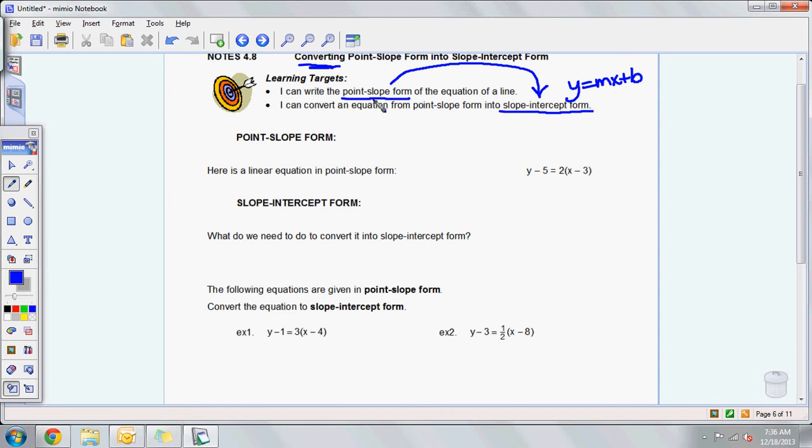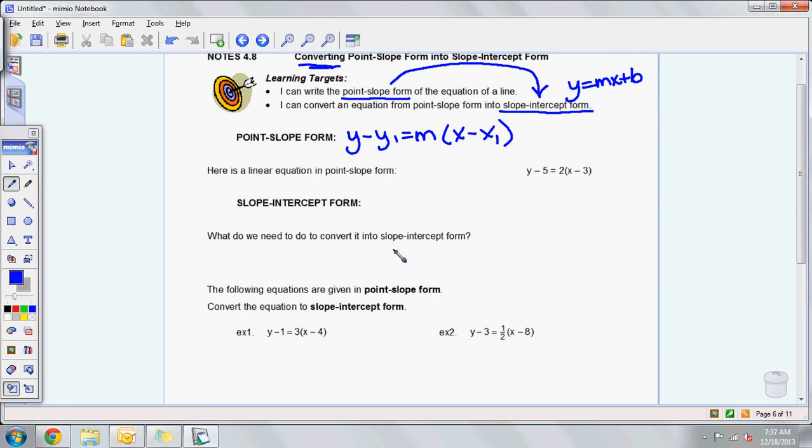So we're changing what we learned yesterday or a couple days ago, point-slope form, into slope-intercept form. So remember, point-slope form is y minus y1 equals m(x minus x1). So that's what we've been doing for the last couple days. So here's an equation that's in point-slope form, and your job today is to make this equation look like this, slope-intercept form. So changing this to this.